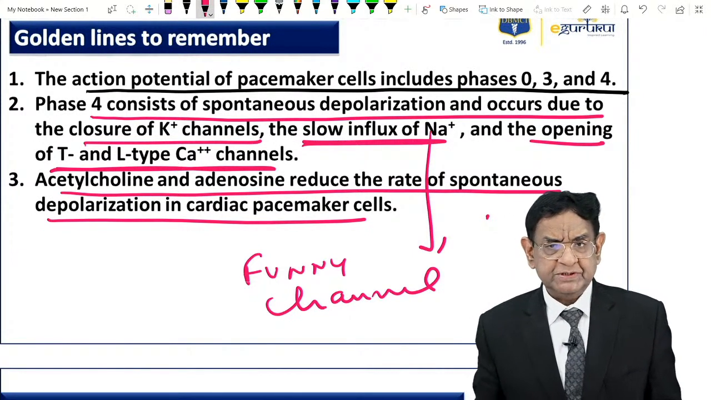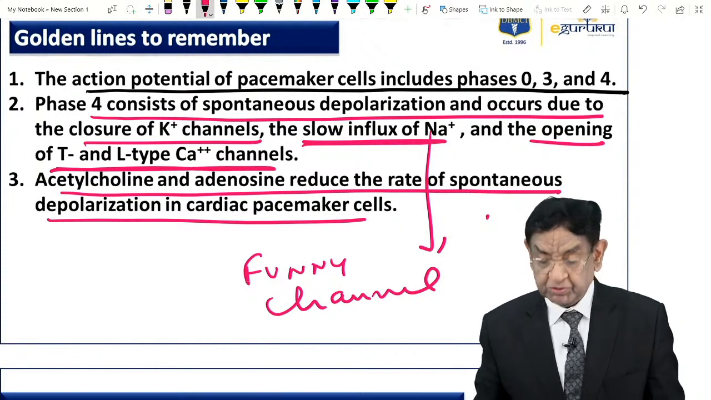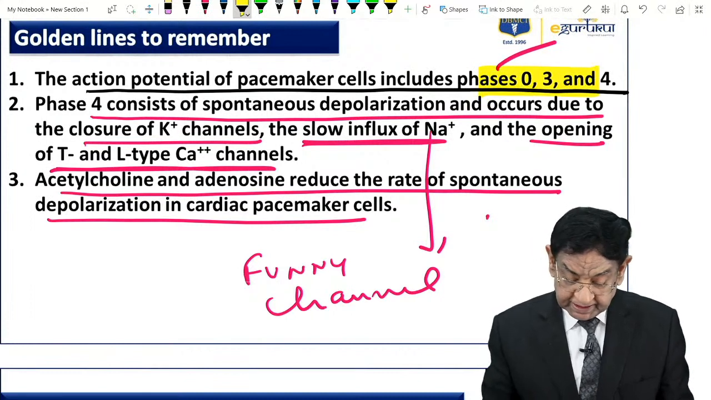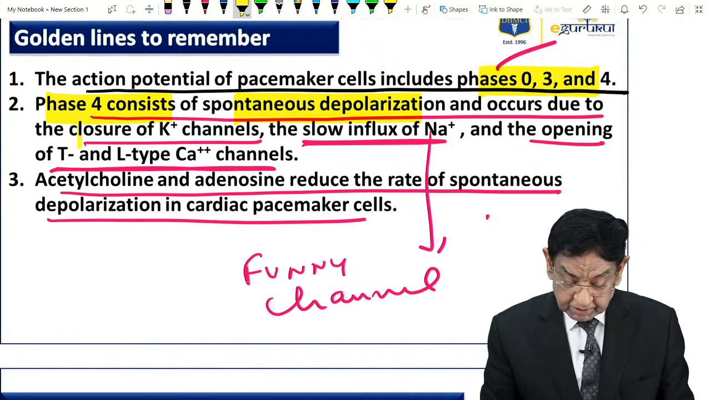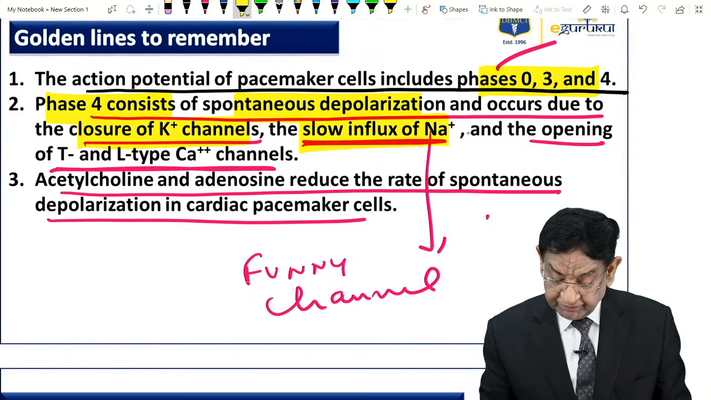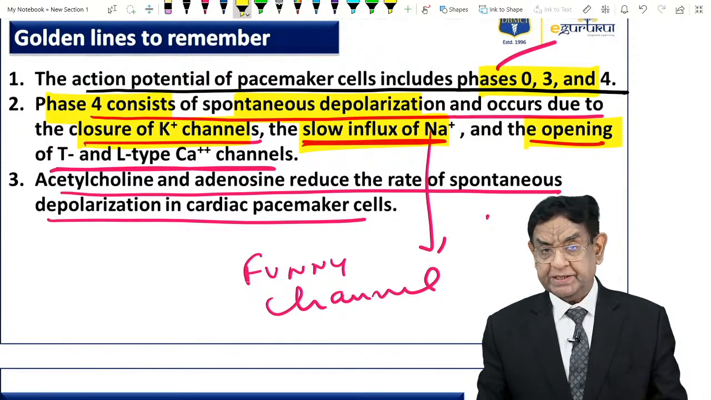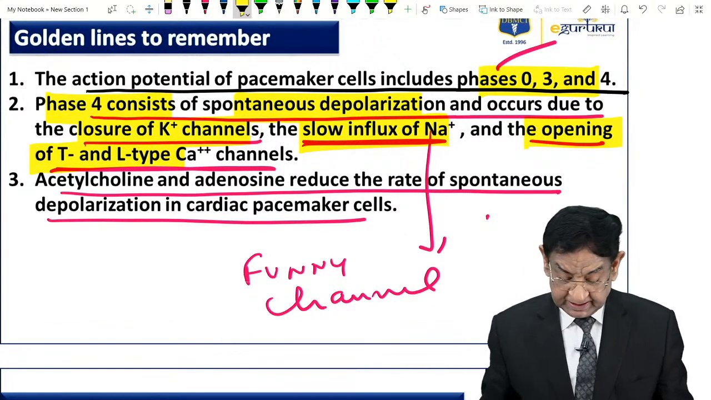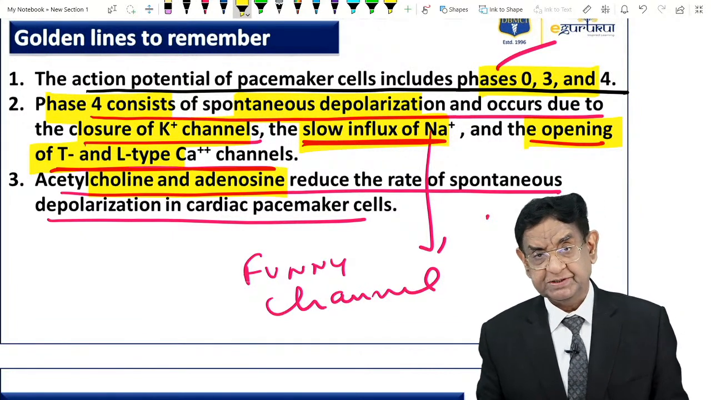Again, the beautiful summary of the whole show. You can write down: the action potential of the pacemaker cell includes phase 0, 3 and 4. First keyword. Second, in phase 4, spontaneous depolarization, potassium channels close, slow influx of sodium, which is the main event, and there is a later part of depolarization, opening of the T and L type calcium channels. And acetylcholine and adenosine reduce the rate of spontaneous depolarization. Okay.